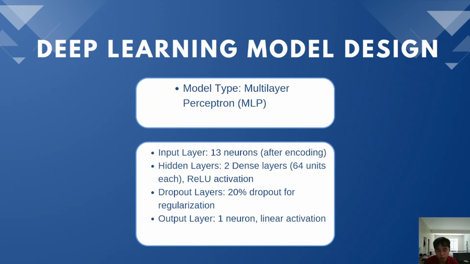This slide outlines the architecture for the multi-layer perceptron model designed for a regression task. The model takes 30 input features and passes them through two hidden layers of 64 neurons each, with ReLU activation. It applies 20% dropout for regularization and produces a single continuous value from a one-neuron output layer with linear activation.